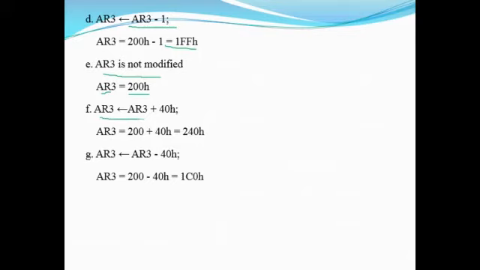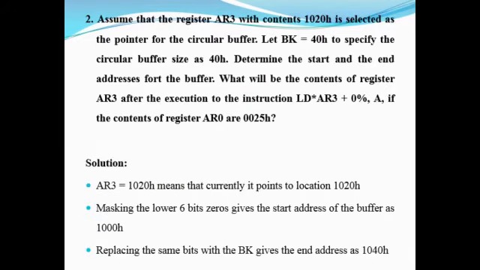Then AR3 plus 40H. So we are going to add the content of AR3 with the 40. That 40 is the offset address we had in the small bracket here, like this 40H was given. So this has been added as an offset. So 200 plus 40 is 240H. Similarly, the other one, AR3 minus 40, is 200 minus 40, 1C0H. So this is how we are going to solve this type of problem.